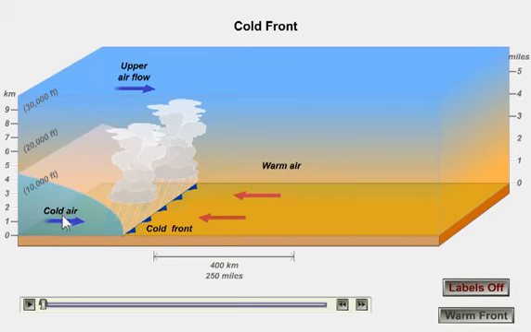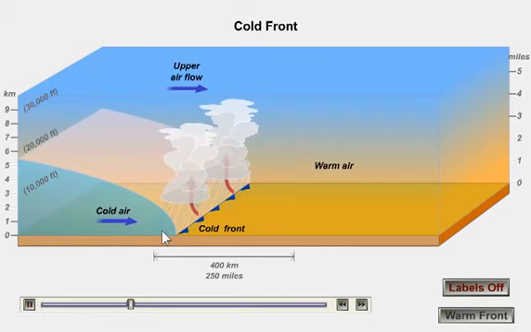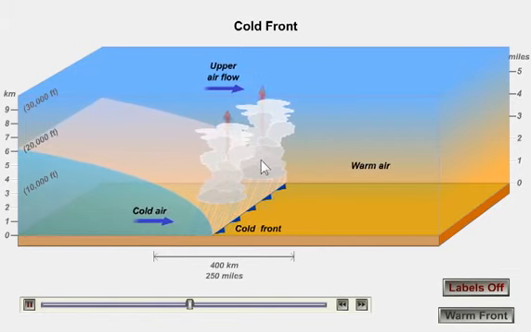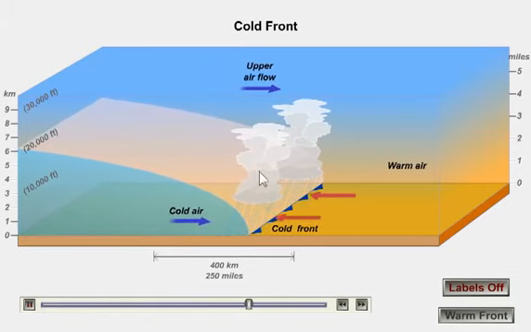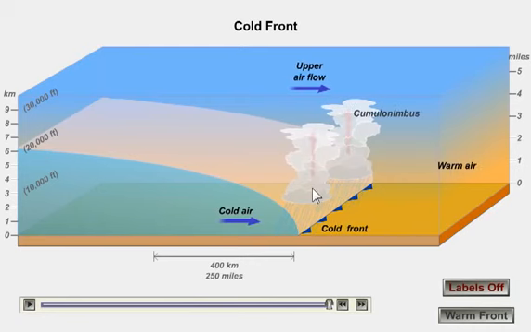Cold air is always heavier than warm air, and so it's denser, and it's going to tend to slide under the warm air and push the warm air upward. Anytime you have air rising upward, it's going to expand and cool and lose its ability to hold moisture, and this will give you a band of clouds and precipitation along a cold front.